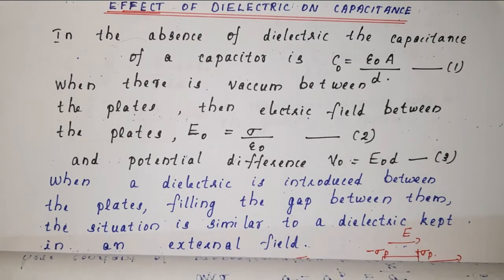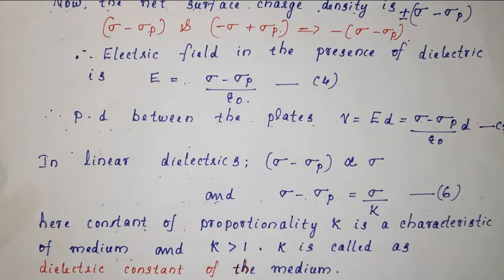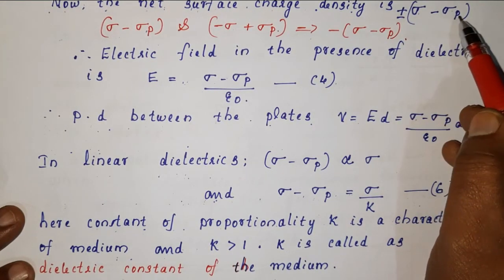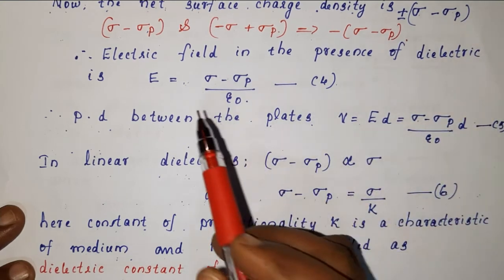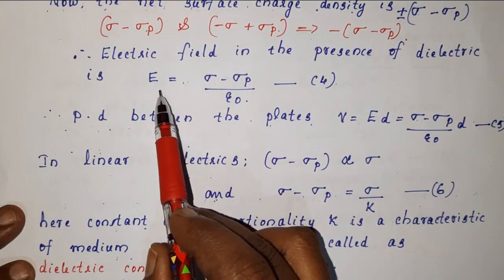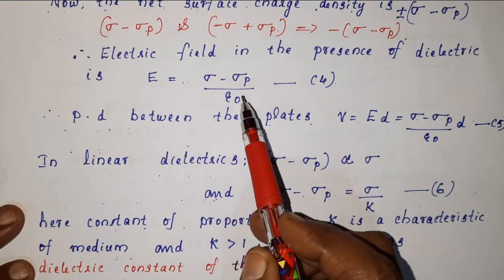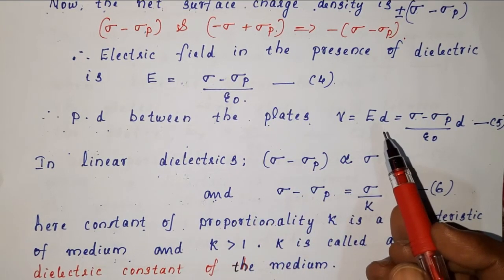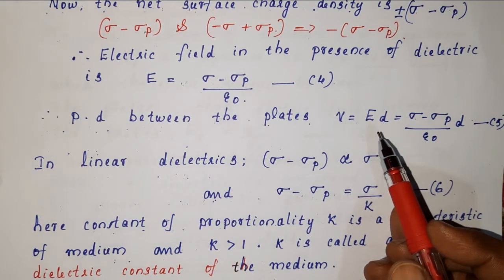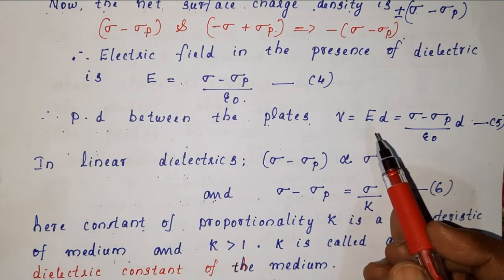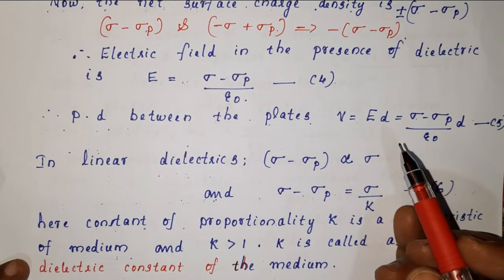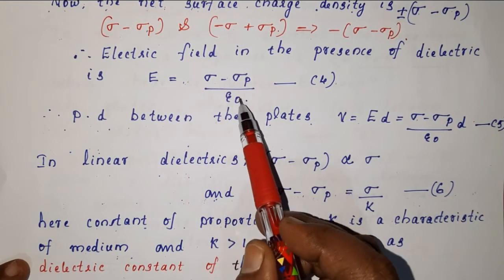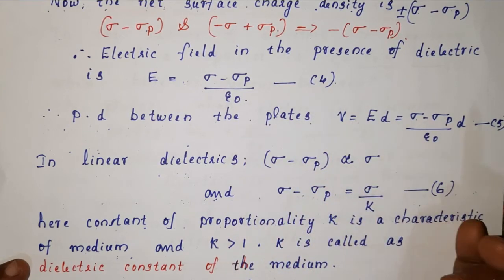So now when the dielectric is kept, at that time the surface charge density becomes sigma minus sigma p. So what will be the new electric field? The electric field becomes E is equal to sigma minus sigma p by epsilon 0. So with the 0 suffix we denoted the cases in the absence of dielectric, and the other ones are in the presence of dielectric. So in the presence of dielectric, the electric field becomes sigma minus sigma p by epsilon 0.